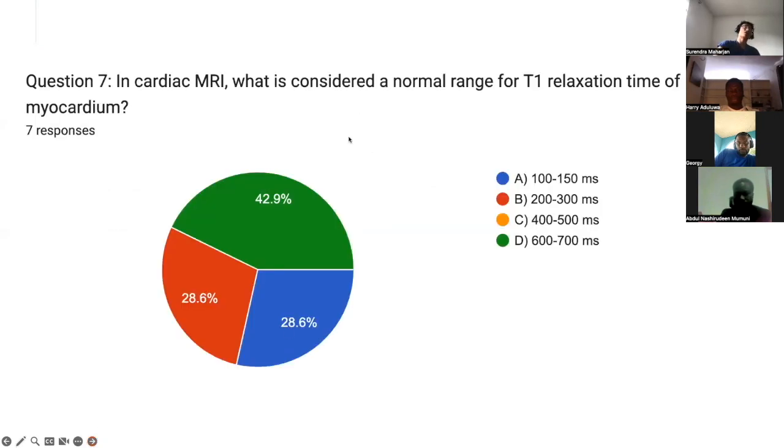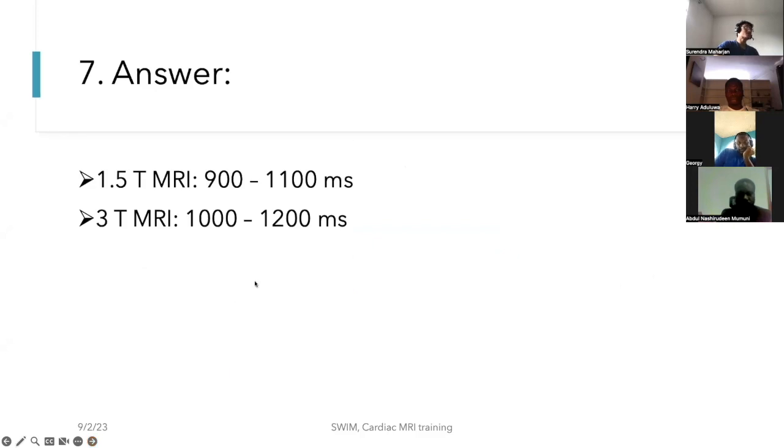And in cardiac MRI, what is considered a normal range for T1 relaxation time of myocardium? It's 600 to 700. At 1.5 Tesla it's 900 to 1100, and at 3 Tesla it's higher. So it's a little lower in the question, but that's the maximum value.